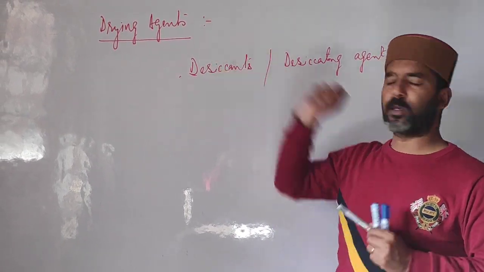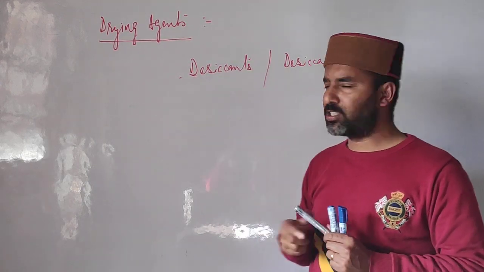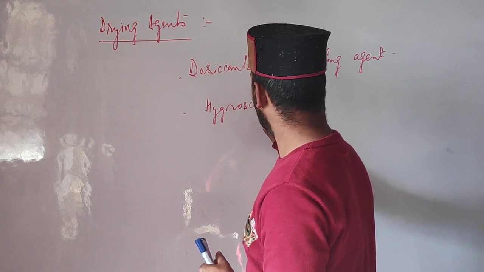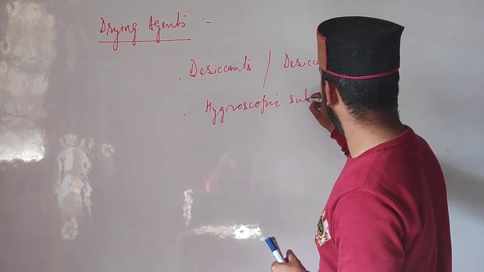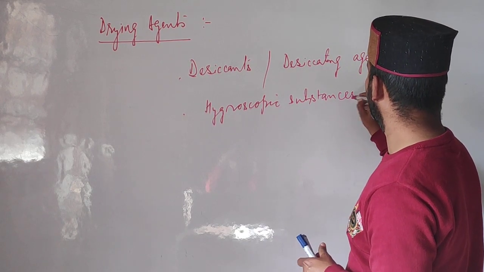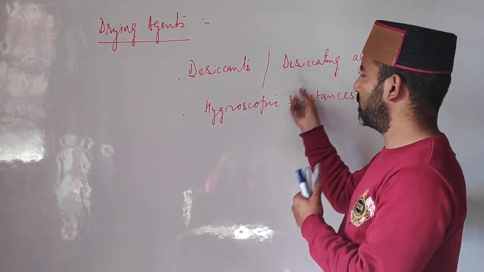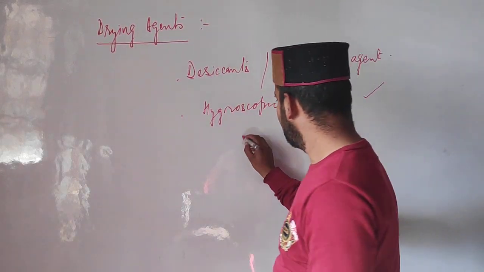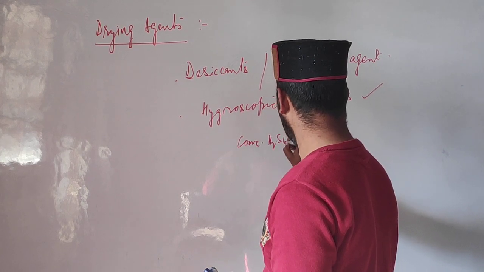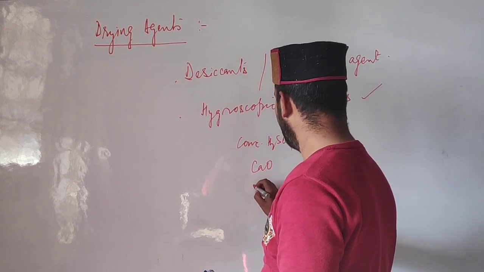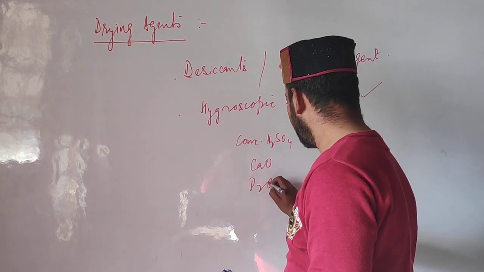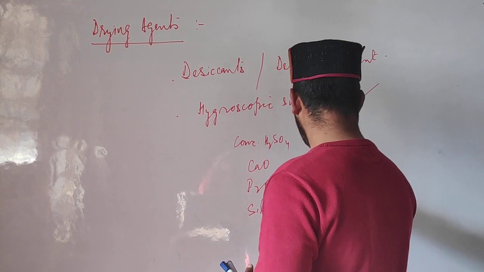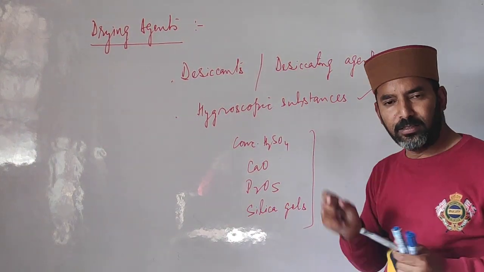Now students, what type of substances can act as drying agents? So let me tell you, hygroscopic substances are very good drying agents, because the one which absorbs water from another substance is hygroscopic. So that substance can be used as a drying agent. That means substances like concentrated H2SO4, calcium oxide, P2O5, and silica gel. All these are drying agents, and their main use is in the drying of gases.